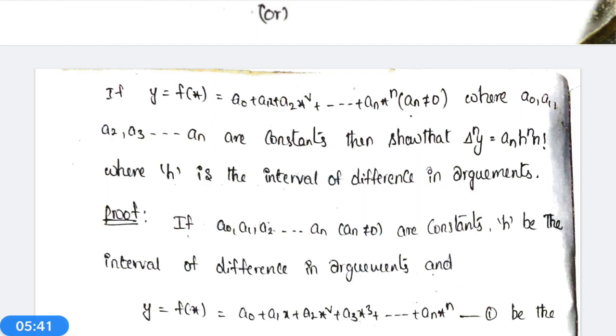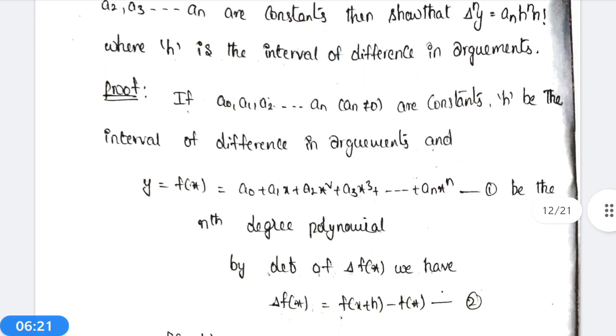If y is equal to f(x) is equal to a0 plus a1x plus a2x square plus etc. plus a(n-1) x power n minus 1 plus an x power n, then show that delta power n y is equal to delta power n f(x) is equal to an into n factorial into h power n, where h is the interval of difference in the argument. Now we go to the proof.